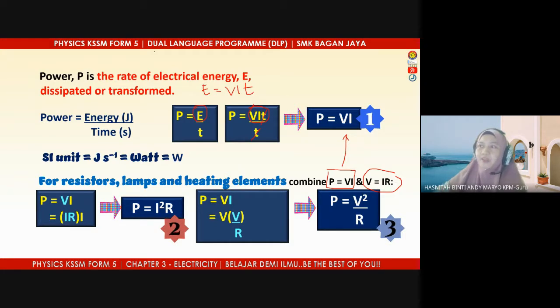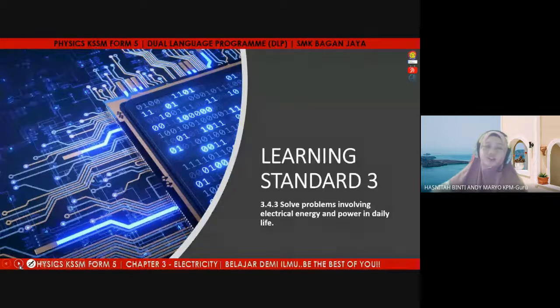Either the first one is suitable, the second, or the third one. So you have to check the situation given in each question. That's it for the second learning standard. So the first and second learning standard is to formulate an equation relating E, P, I, T, R, and V. Now let us take a look at the third learning standard.